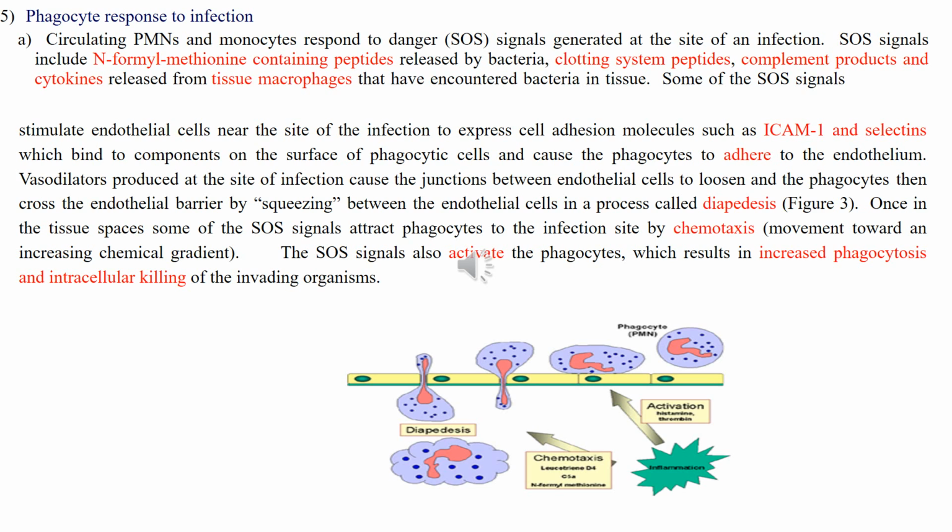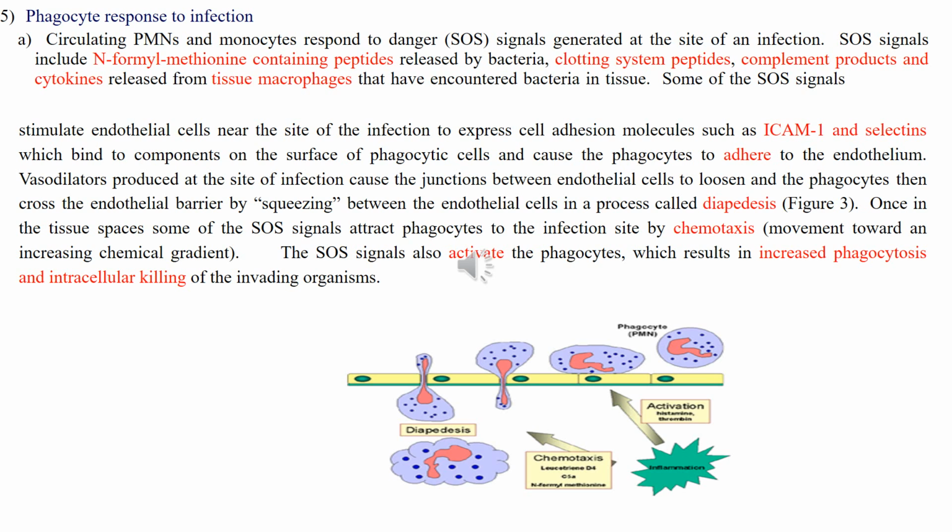Some of the SOS signals stimulate endothelial cells near the site of infection to express cell adhesion molecules like ICAM1 and selectins, which bind to components on the surface of the phagocyte and cause it to adhere to the endothelium. Vasodilators produced at the site of infection cause the junctions between the endothelial cells to loosen, and the phagocytes then cross the endothelial barrier by squeezing between the endothelial cells in a process called diapedesis.